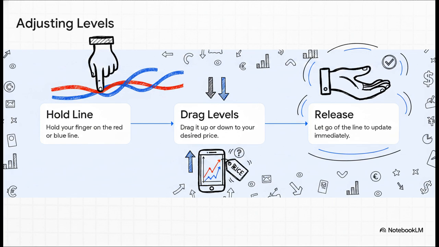No way. Step 1, literally just hold your finger down directly on the red stop loss line or the blue take profit line right there on your screen. Step 2, drag it up or down to whatever new price level you want. And what's super cool is that MT5 shows you the new price before you even release it. Step 3, just let go. The app updates your order immediately. It is so tactile and puts you in total physical control.